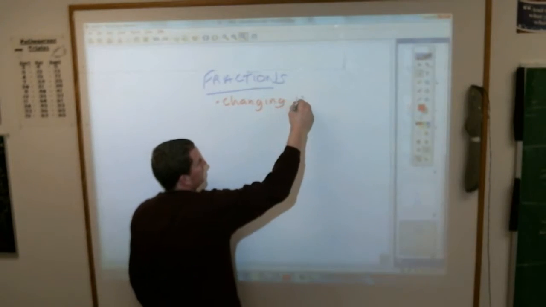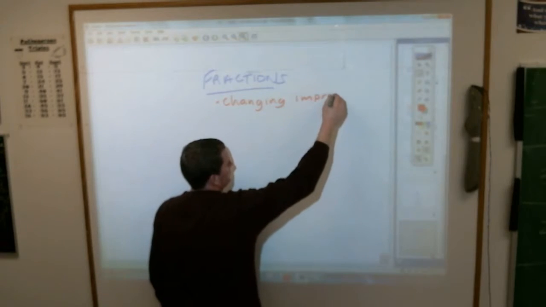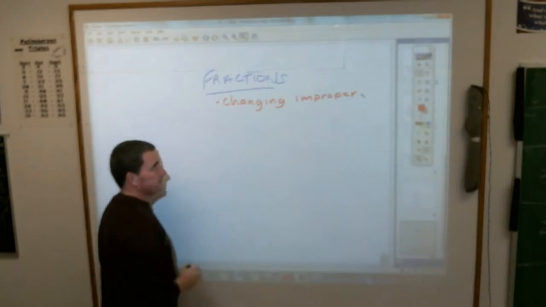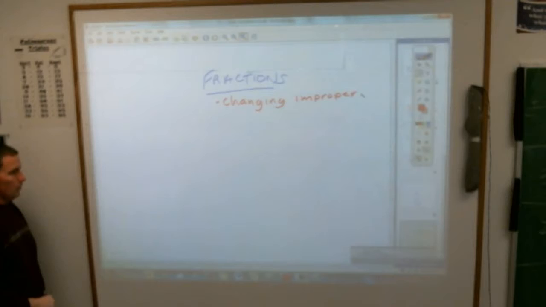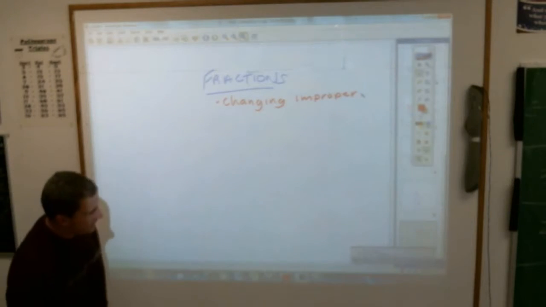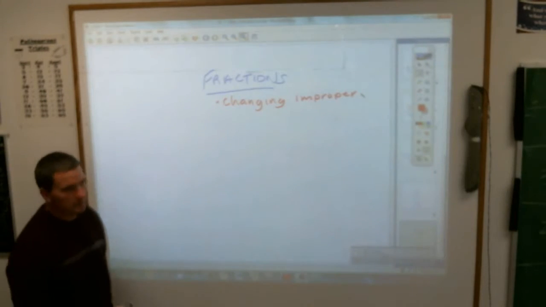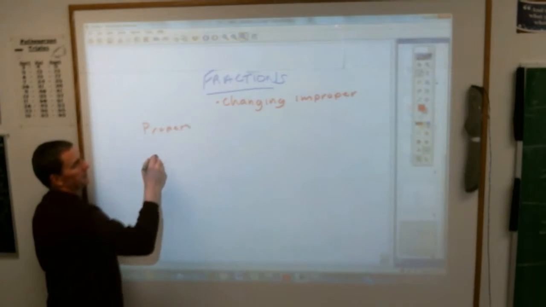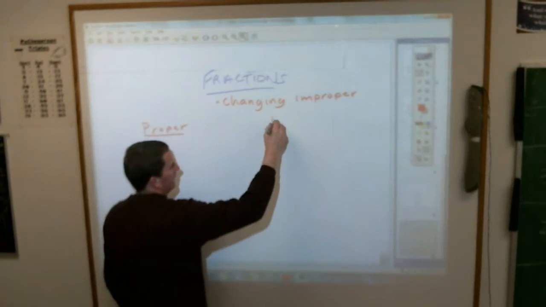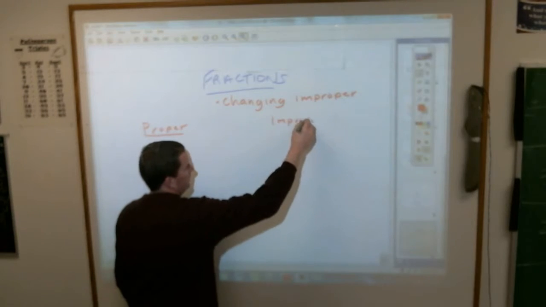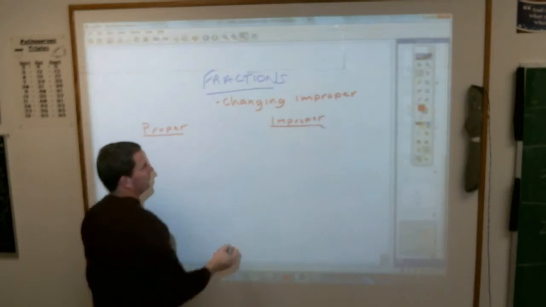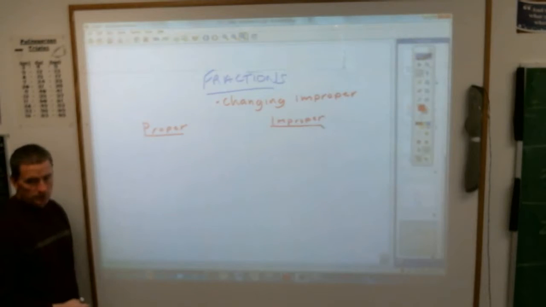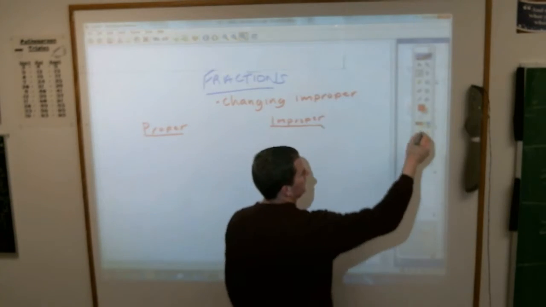Changing improper fractions to mixed. Now, in order to understand that, one must understand what exactly is an improper fraction. We've got proper fractions, and we have improper fractions. What makes a proper fraction? What makes an improper fraction? Anybody? We talked about this before.